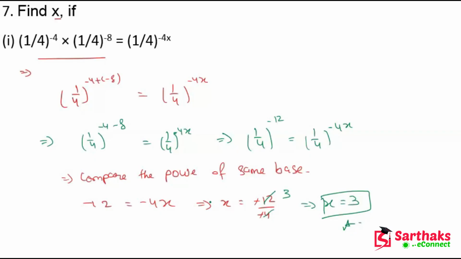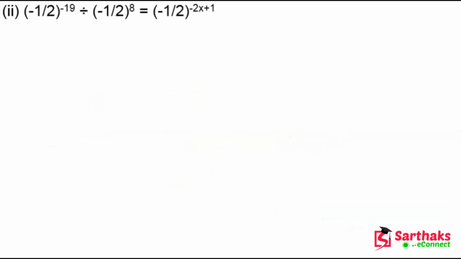Yes, now let's move on. Now here again we have minus 1 upon 2 raised to power minus 19. Here we can change the sign, so this will become minus 2 upon 1 raised to power 8, and this equals minus 1 upon 2 raised to power minus 2x plus 1. Here we have to find the value of x. You can see that in the RHS part the base is minus 1 upon 2, so we have to convert all the bases to minus 1 upon 2.